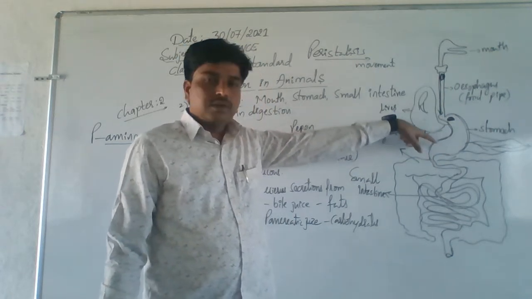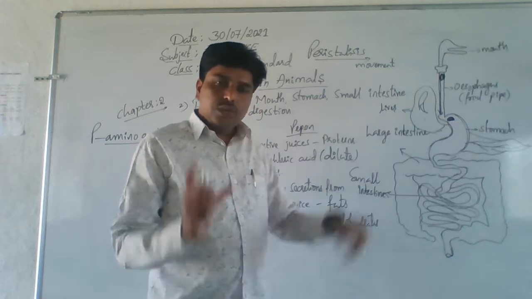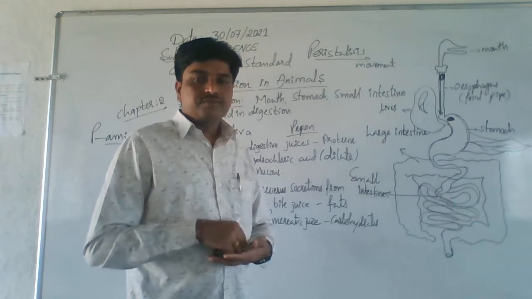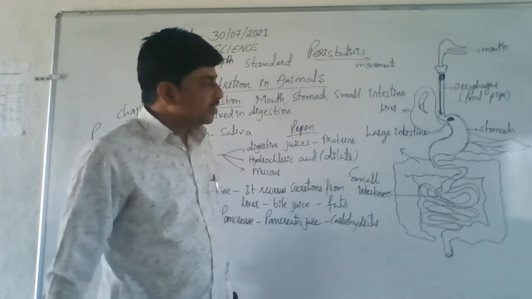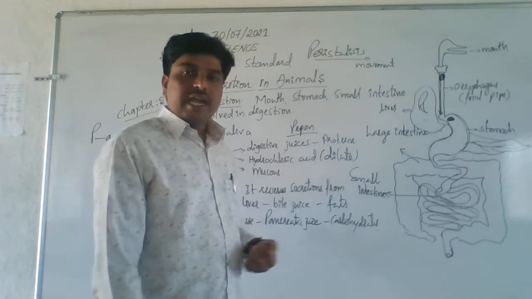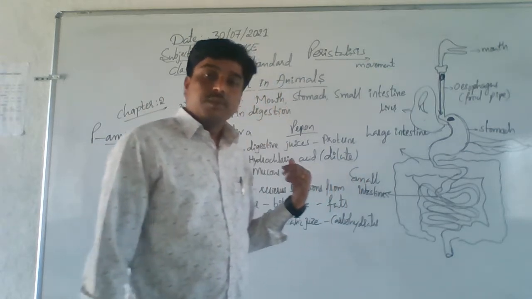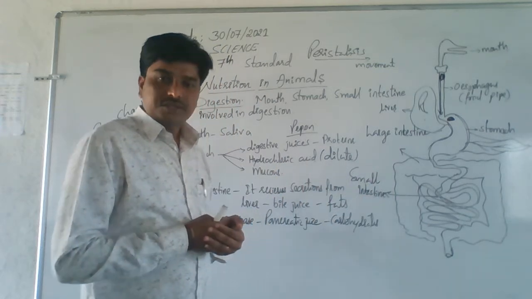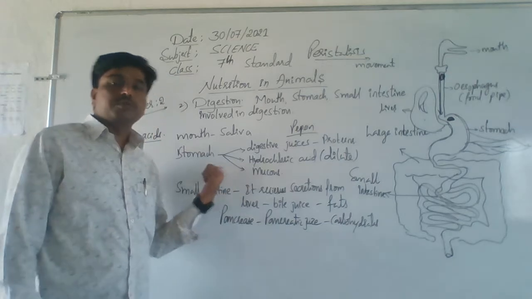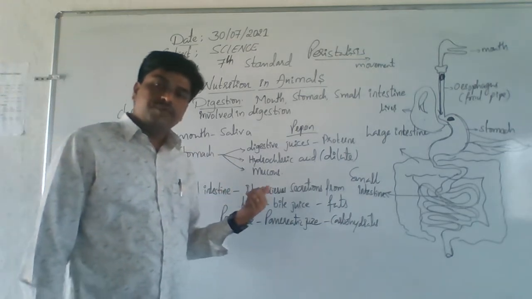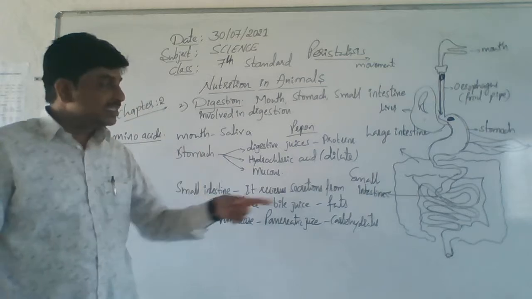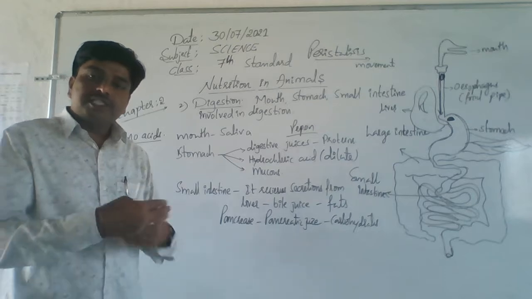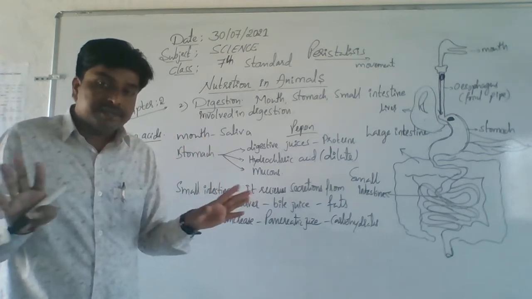See, the stomach is a U-shaped muscular organ, which is located at the upper part of the abdomen. Understand? So this mucus helps in protection from acids, protection from the harmful actions of acids. Understand? So the very important function of this mucus is to protect the stomach from the harmful actions of acids.